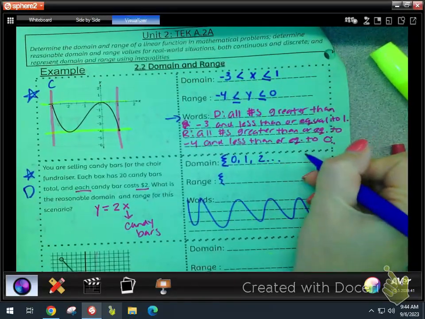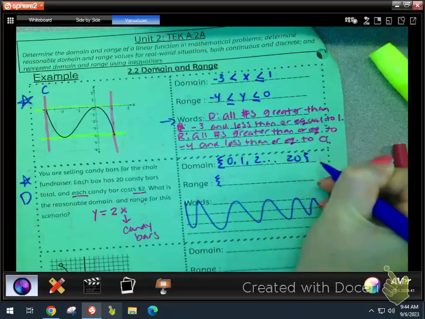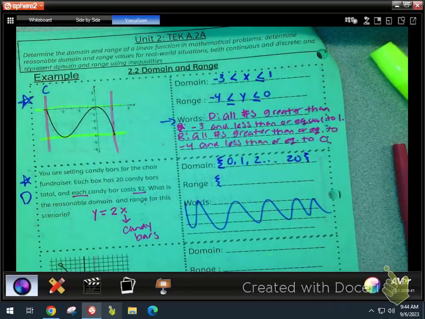What's the most? 20. And when you write discrete, I want you to get just a couple, like 3 numbers at the beginning so we can see the pattern. And then I'm good if you dot, dot, dot. I don't need you to write out all those numbers. But those are the only possibilities. We can't do decimals. So it's like 0 or 1 or 2 all the way up to 20. Okay? And that x is talking about my candy bars.